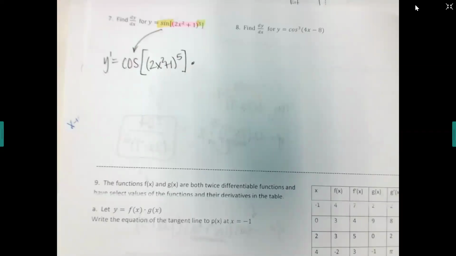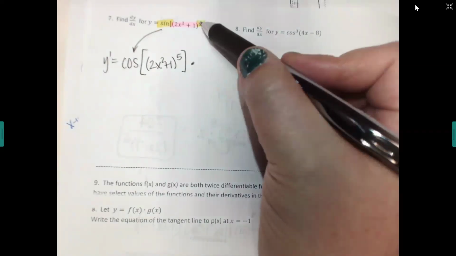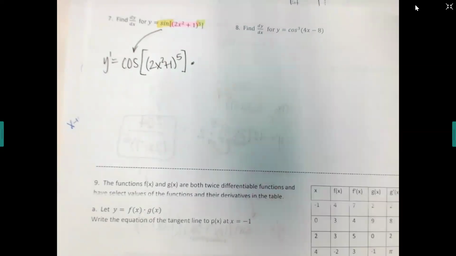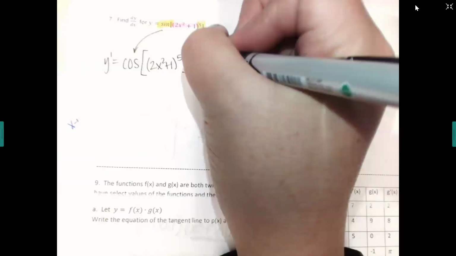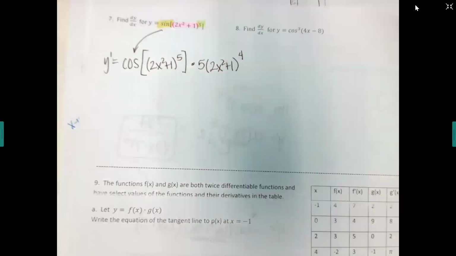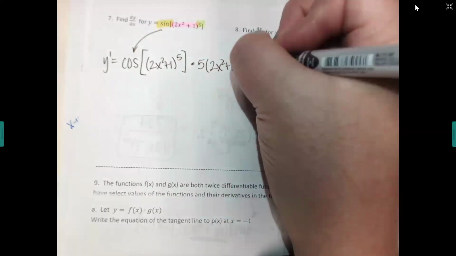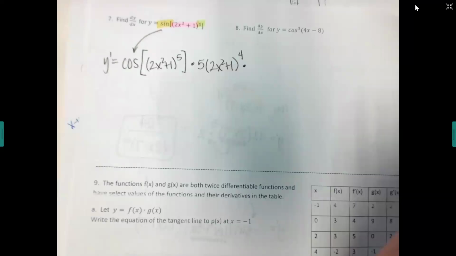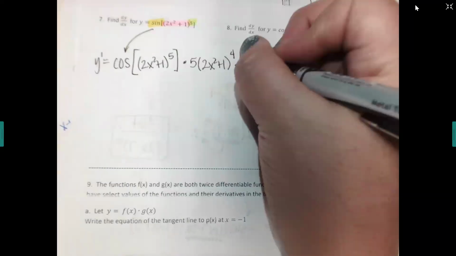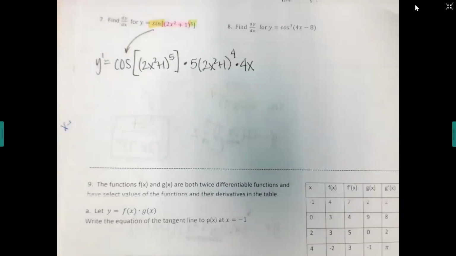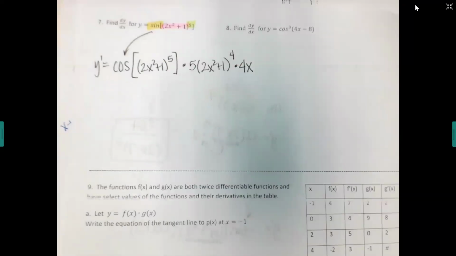Now I'm going into the green layer, which is a 5th power. How do I take the derivative of a 5th power? I will subtract 1 after I bring the 5 down to the front, yeah? So my 5 goes to the front, pink layer stays the same, but now it's a 4th power. And then I go to the pink layer. What's the derivative of pink? 4x, very good.